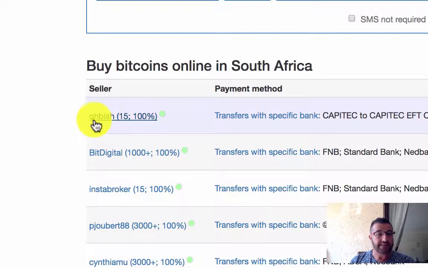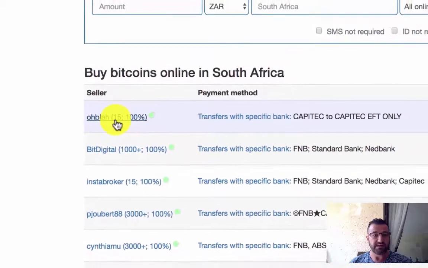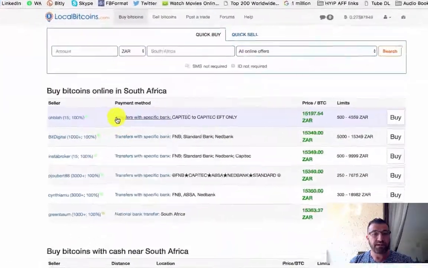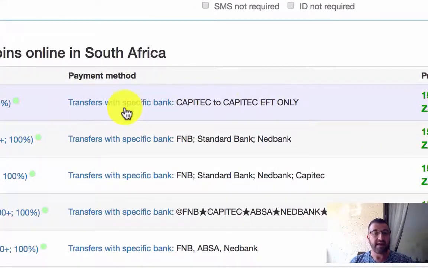So this is the guy's name. His name is Oblar, and he's done 15 trades, and he's had 100% success rate with those 15 trades. So there was no problem, nobody complained. He sold the coins and everything was successful and everybody got their coins. Over here is the different banks that he uses. Okay, so he uses Capitec only.